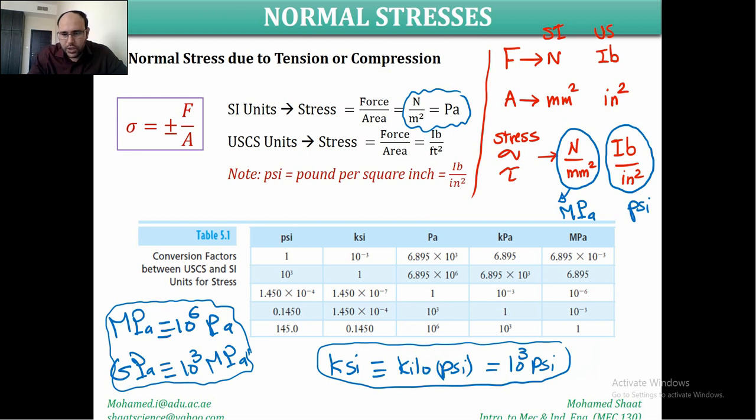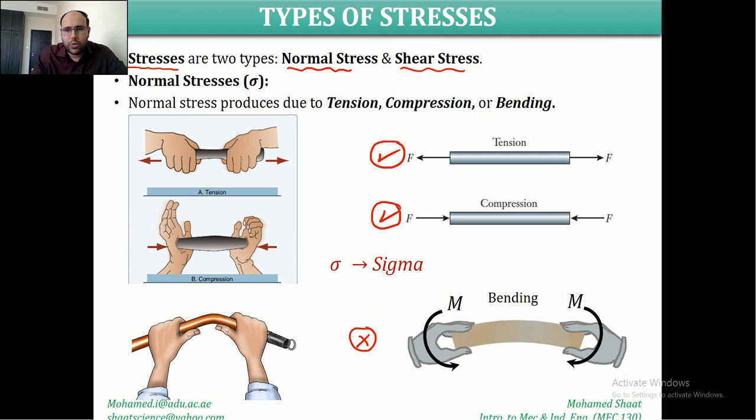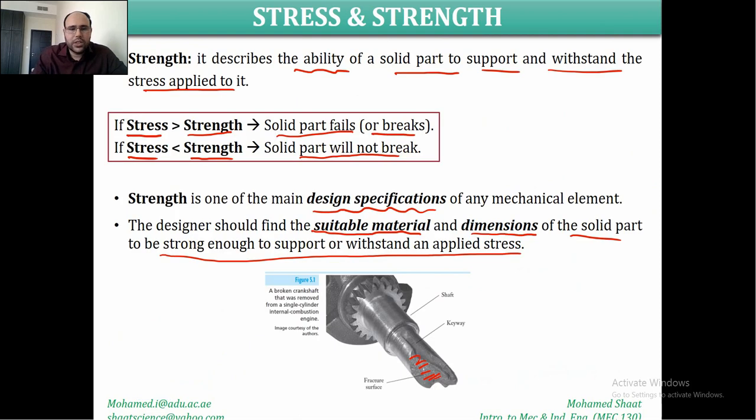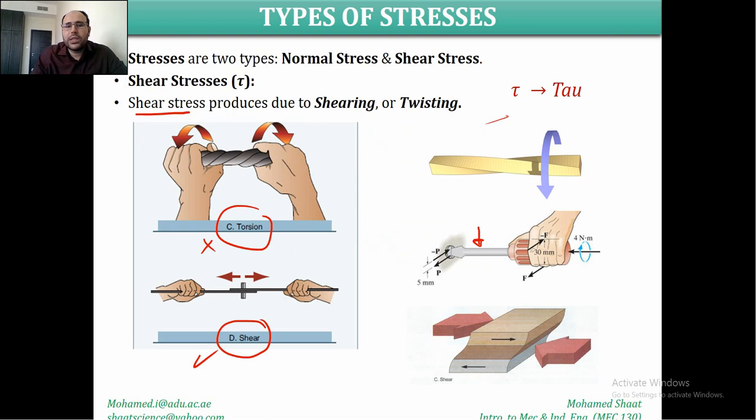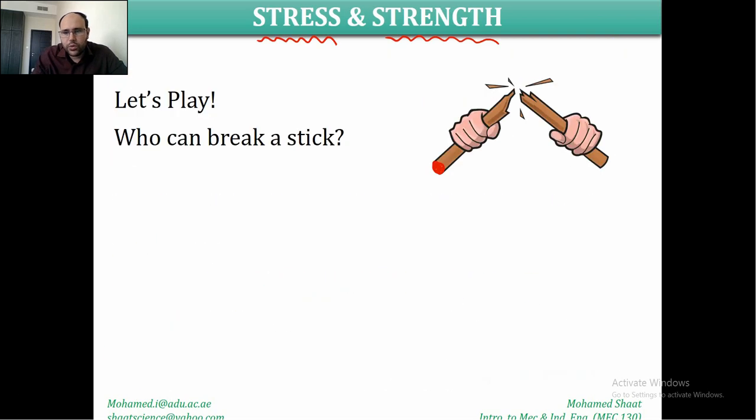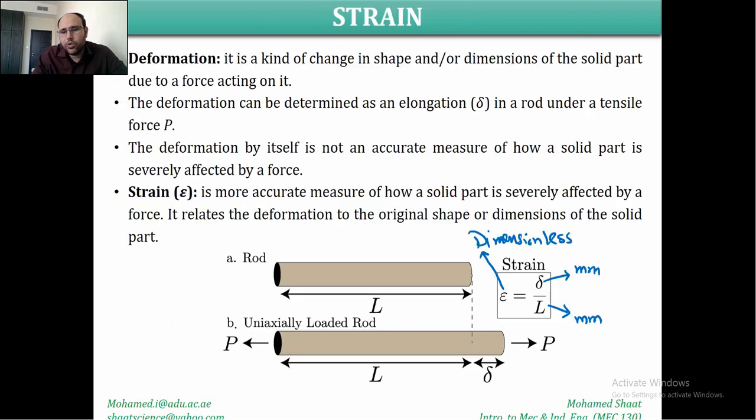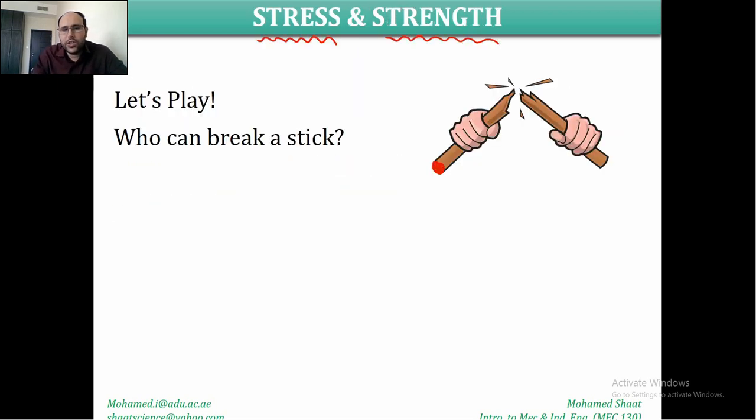The objective here is just to explain what stress means, what the different types and forms of stresses are, normal and shear stresses, how they can be generated, and how they are related to the strength. Also, how the stress could be related to the strain through Hooke's law, and how the strain could be related to the deformation. We understood what deformation is, what the strain is, what the stress is, and the difference between them.